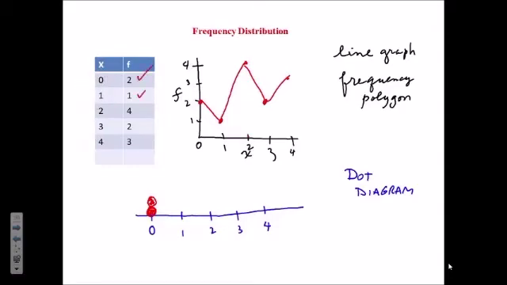Now we have 1, 1, so you make a dot at 1. Then we have 4, 2, so you make 4 dots at 2, 2 dots at 3, and finally 3 dots at 4. So that would be a dot diagram.